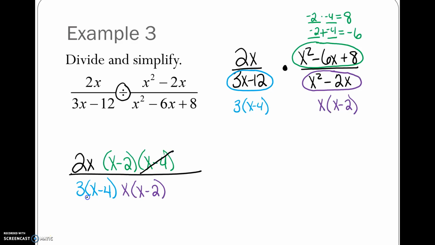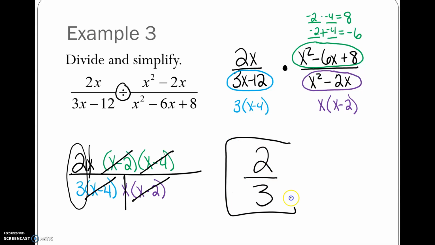x minus 4 cancels. x minus 2 cancels. Anything else cancel? The x. So what's left? 2/3. Definitely simpler than what we started with.